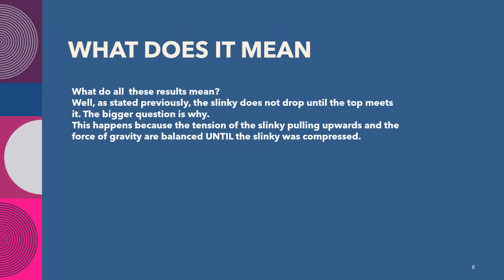What do all these results mean? Like I said previously, the slinky does not drop until the top meets it. The bigger question here is why. This happens because the tension of the slinky pulling upwards and the force of gravity are balanced until the slinky is compressed. So when the slinky is compressed, that's when it starts falling, aka when the top reaches it.